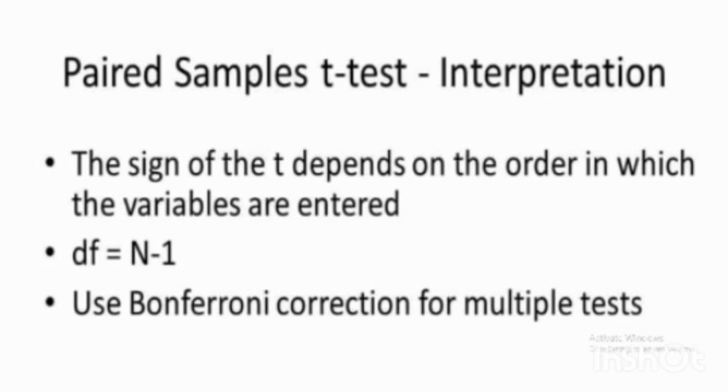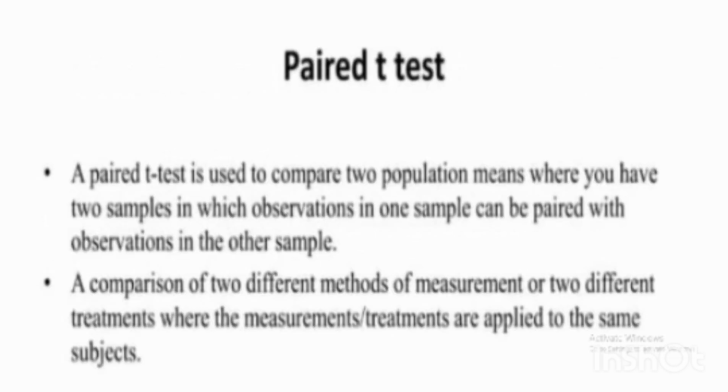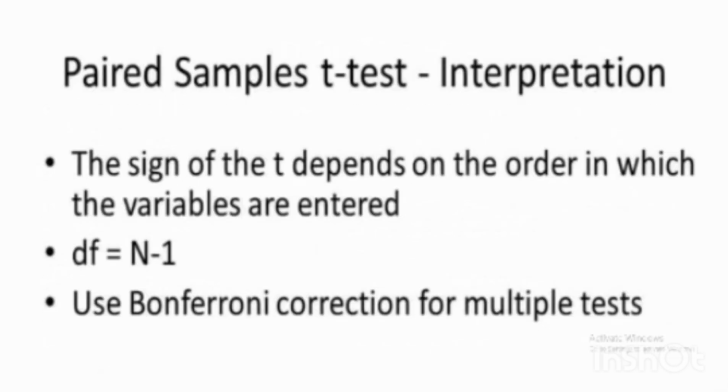Paired sample t-test assumptions are interval or ratio data, normal distribution or n at least 30, independent observations. Paired sample t-test interpretation: the sign of t depends on the order in which the variables are entered. df is equal to n minus 1.